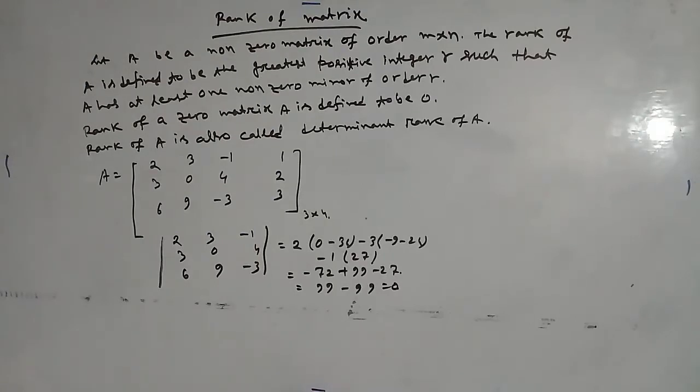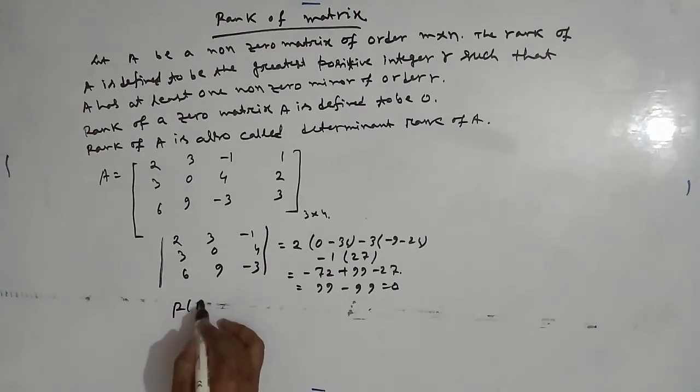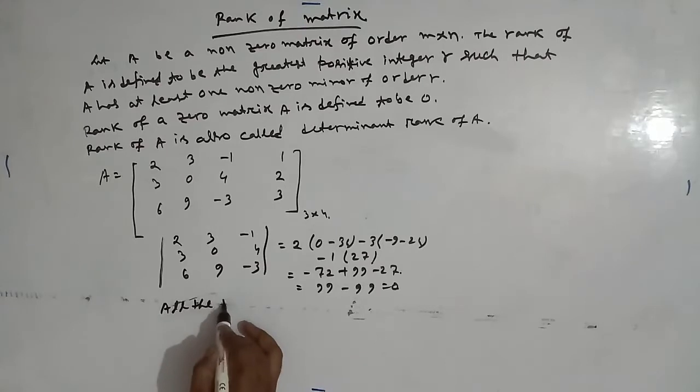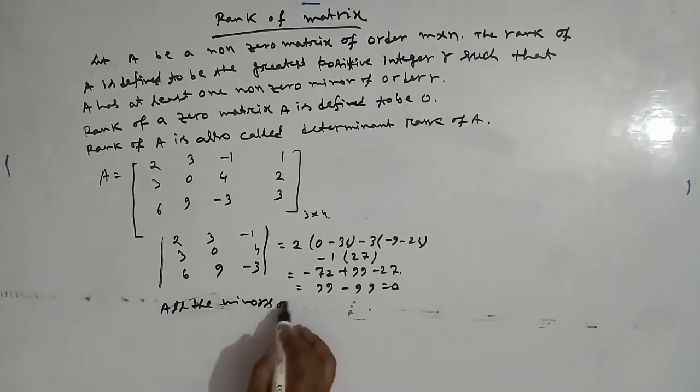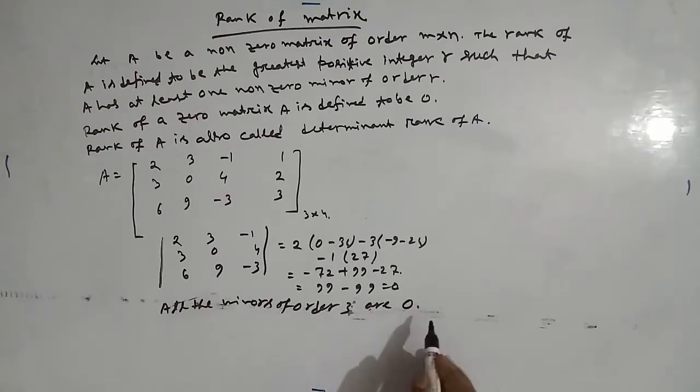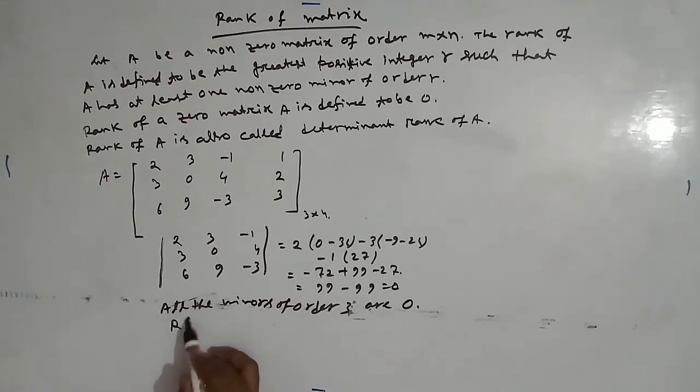Okay, this is equal to 0, so we have to check another minor. Then if you check all the minors of order 3, you will see that all the minors of order 3 are 0. So for rank of A, all the minors of order 3 are 0. After checking, I have checked only one, so we can tell that rank of A is not equal to 3.